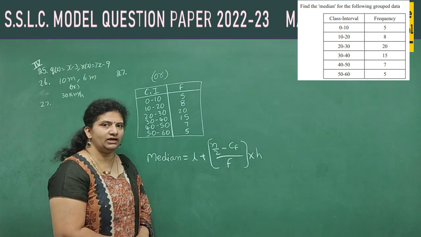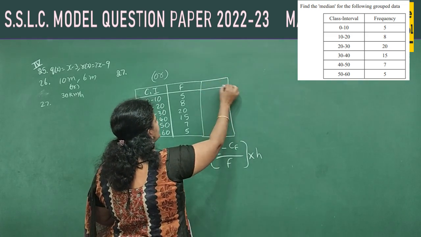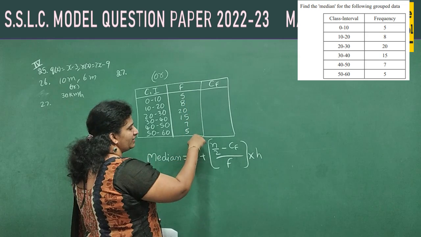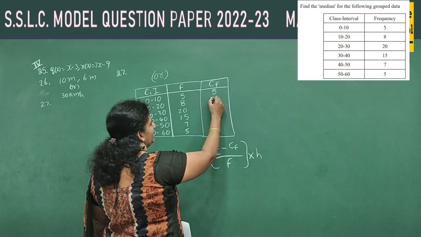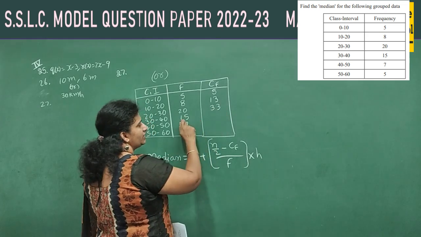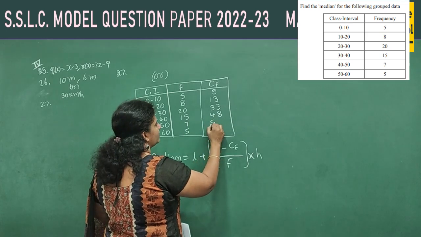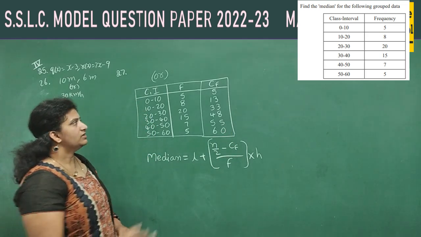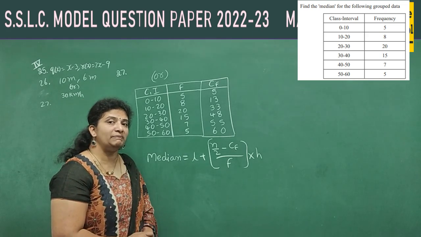First, how to do the median? We are going to take one more column. This is cumulative frequency column. That means go on adding the frequency. 5, first one as it is. 5 plus 8, 13. 13 plus 20, 33. 33 plus 15, 48. 48 plus 7, 55. 55 plus 5, 60. Right? This is cumulative frequency. In order to find median, first we are going to find the median class.